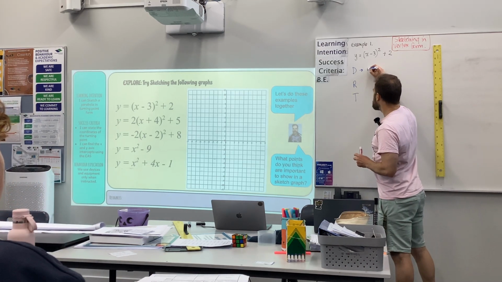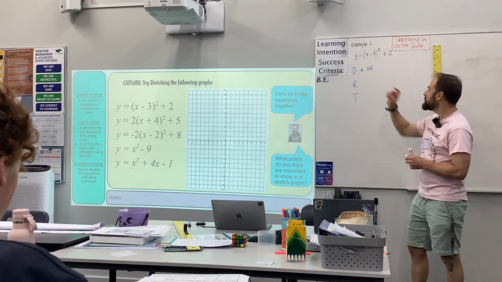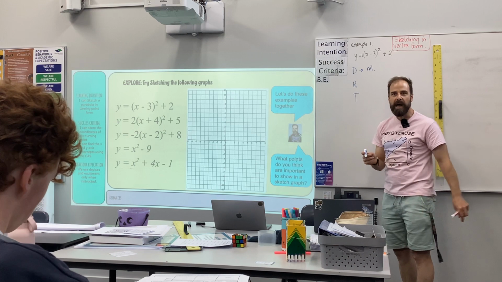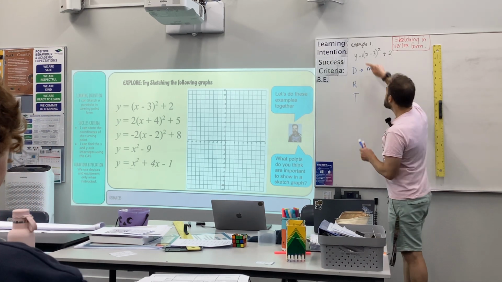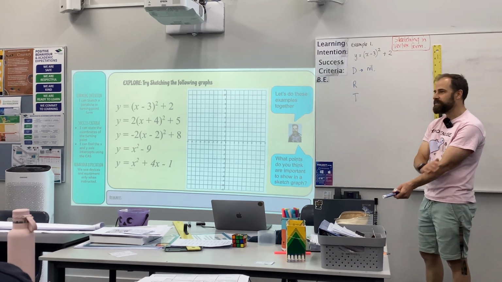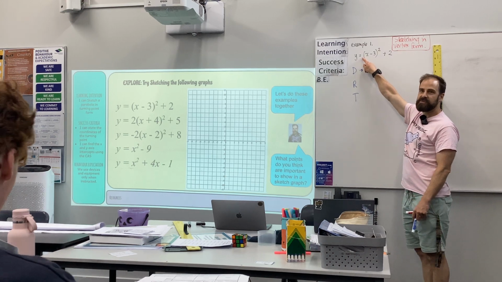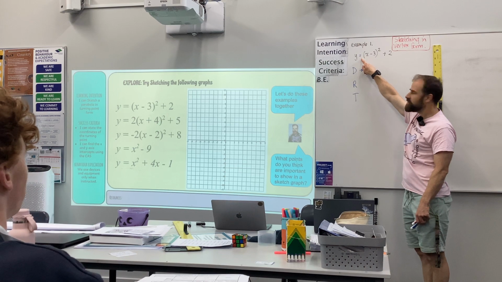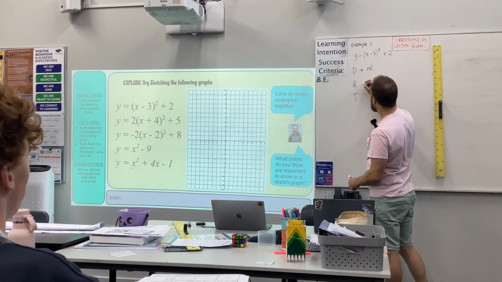No dilation. Nil. How do you know? There's no number here. In fact, there is an A, it's just that it's 1. 1 doesn't count as being a dilation. All right? So, you're correct. There is no dilation. Is there a reflection? What causes a reflection? Negative. Is there a reflection? No, there is not a reflection. How do I know? There's no negative sign.